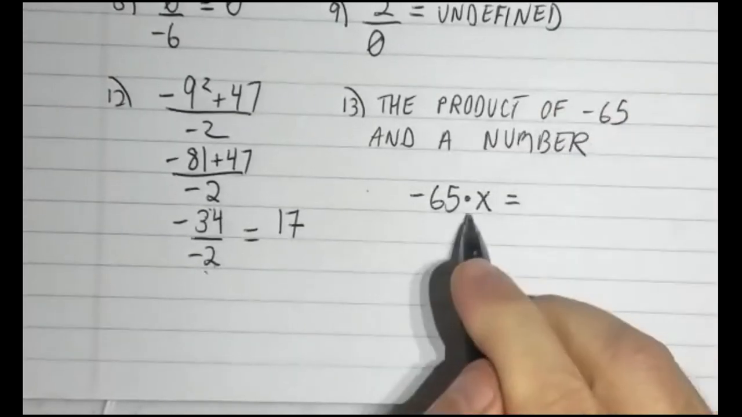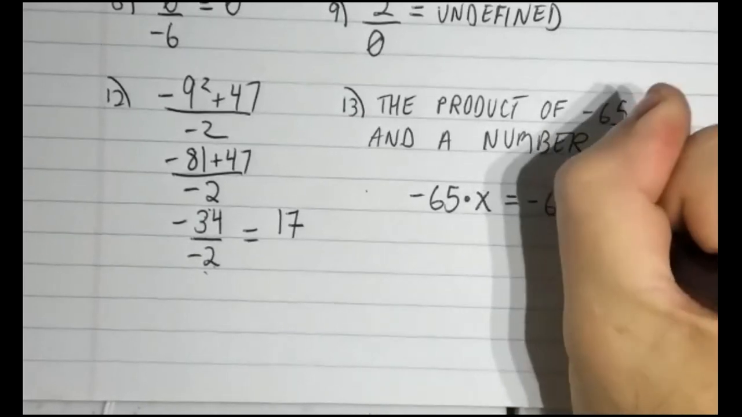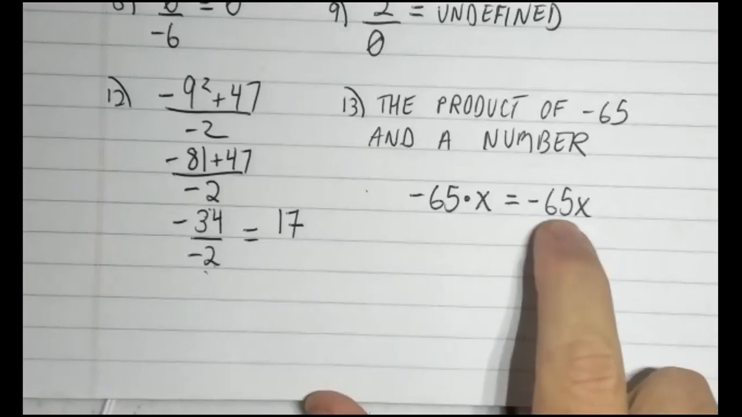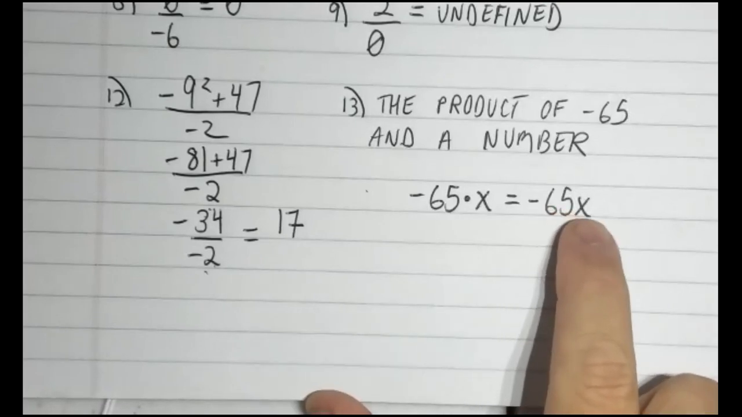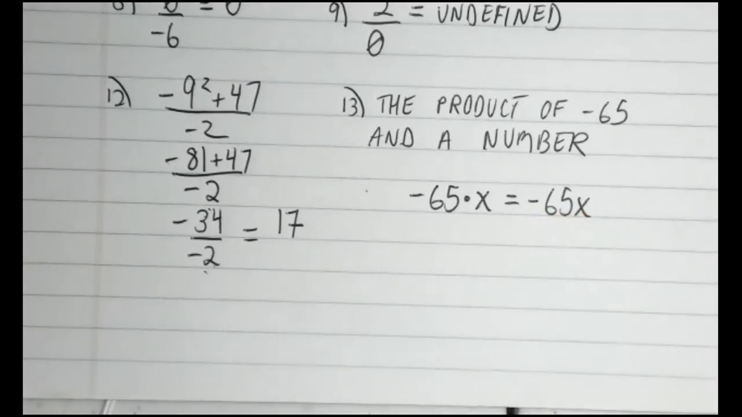But most of the time you're not going to see a times sign in between a number and a variable. So it's really just going to look like this, negative 65X. This means negative 65 times X there.